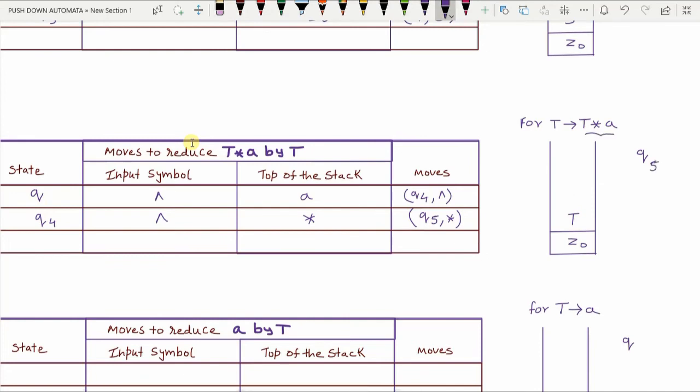I wanted to reduce T into A to just a single term, that is T. Is T now present on the stack? Yes, so I have achieved my goal. So when I am in Q5 state, when nothing is read and T is on top of the stack, I will perform no change operation. That means T is still on top of the stack, and I have to return to my original state Q. So T is still on top of the stack, and I will write Q over here.